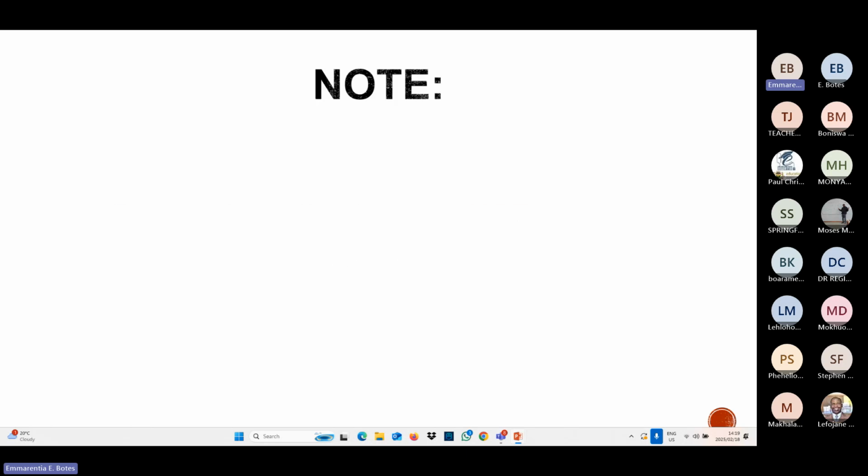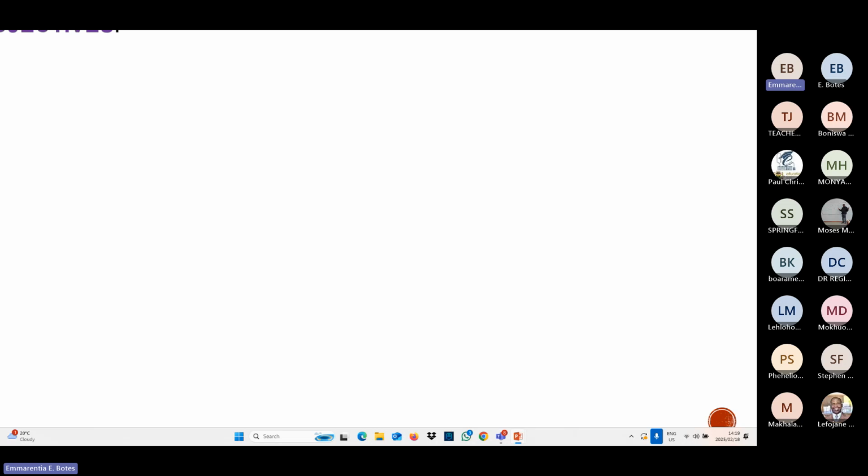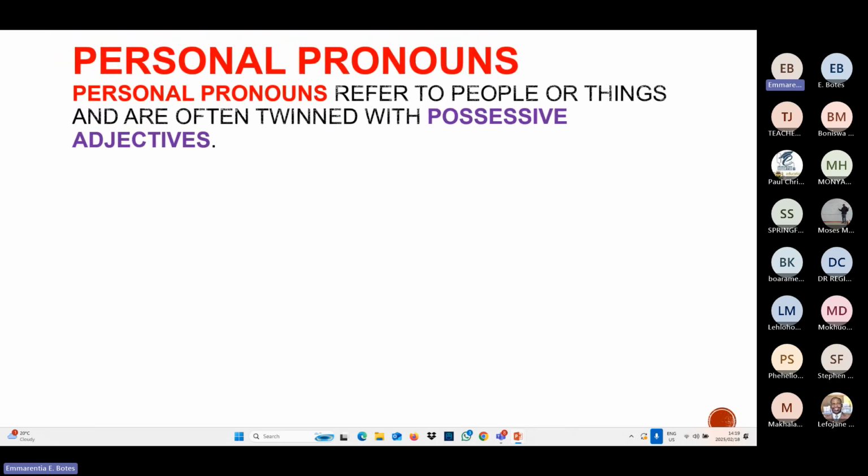Why did I say that? Please just note again that possessive adjectives are not pronouns. And now I'm going to show you why I also added possessive adjectives. It is because when we look at our first of the 4 pronouns that we are looking at today, we will see that it's the personal pronouns. Personal pronouns refer to people or things, and they are often twinned with possessive adjectives.